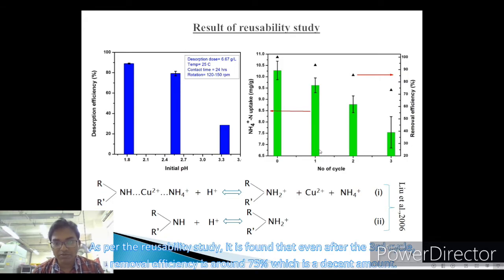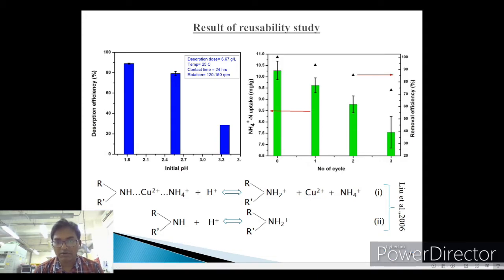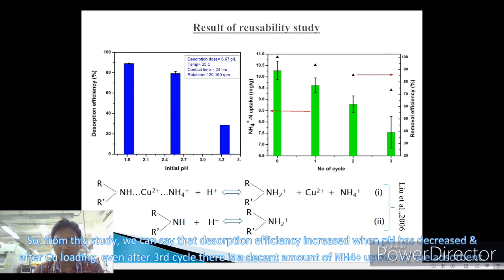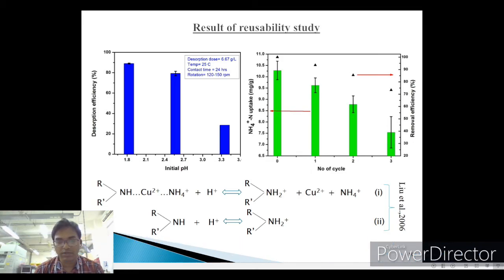As per the reusability study, it has been found that after the third cycle, the removal efficiency was around 75%, which is a decent amount considering the ammonium nitrogen uptake. So from this reusability study, we conclude that desorption is maximum when initial pH is very low, and even after the third cycle there is a decent amount of ammonium nitrogen removal.